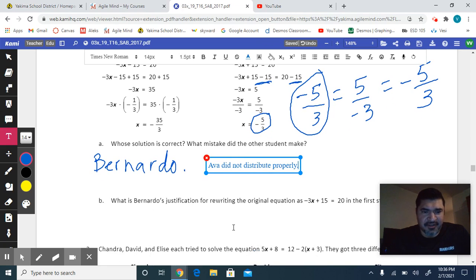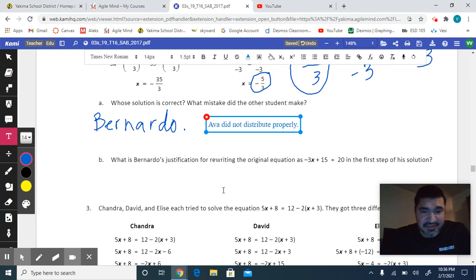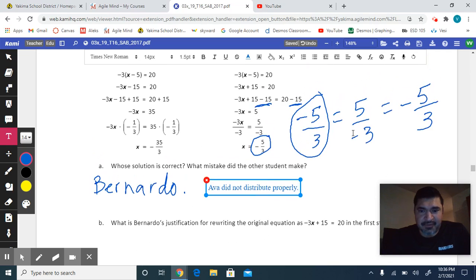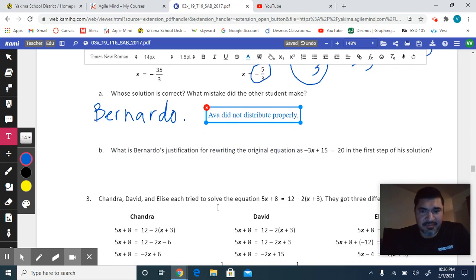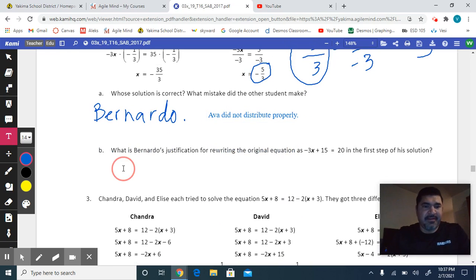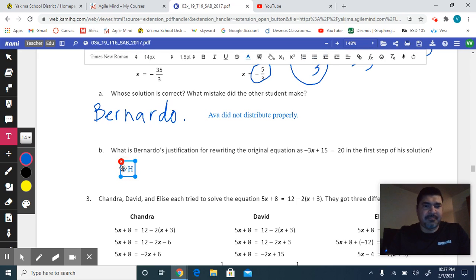All right, let's go ahead and look at letter B. What is Bernardo's justification for rewriting the original equation as negative 3x plus 15 equals 20 in the first step of his solution? So why did he write it this way? Well, he distributed properly. So let's go ahead and write that. All right, let's go ahead and move on to number 3.